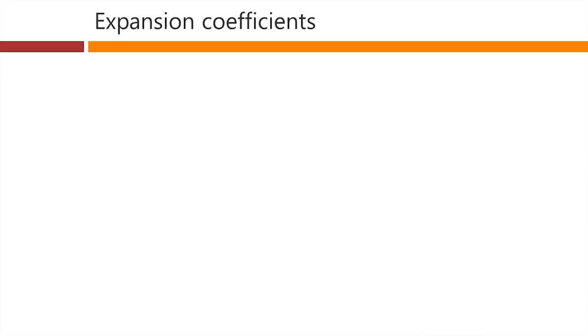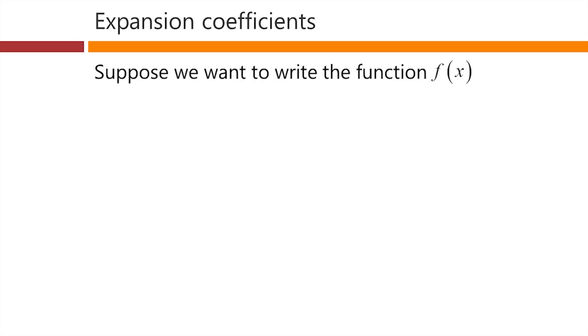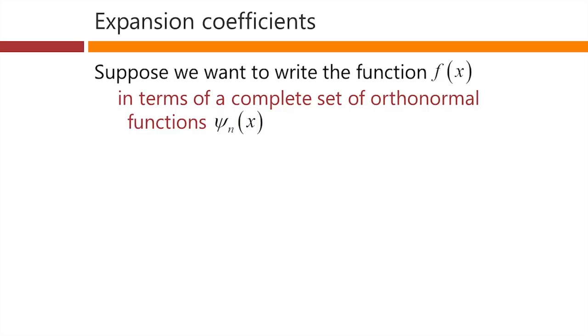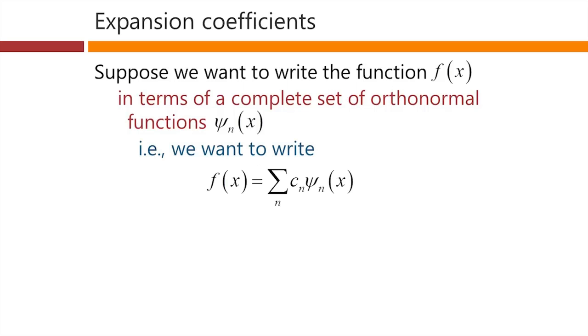Orthonormal sets allow one particularly useful trick, which is to find the expansion coefficients. Those are the coefficients that tell us how to represent some function on our orthonormal basis. Now we're going to return to solve a little problem that we had left hanging here. How do we figure out what these expansion coefficients are? In other words, suppose we wanted to write this function, f of x, in terms of a complete set of orthonormal functions, these psi n of x. That is, we want to write out this summation. How do we figure out what these little coefficients actually are in this expansion here?